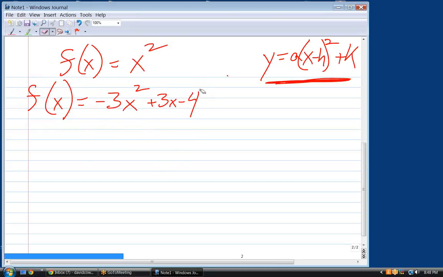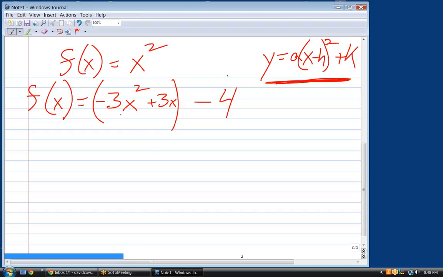But if I want to put this into this format, well, I have to complete the square, and the way you complete the square is by separating the x's and putting the number off to the side. I'm putting parentheses around the x's. So that's the first thing I'm going to do is put that minus 4 off to the side. Okay? Okay. Now, in order to complete the square, I have to get the coefficient of the x squared term to be 1. Always.